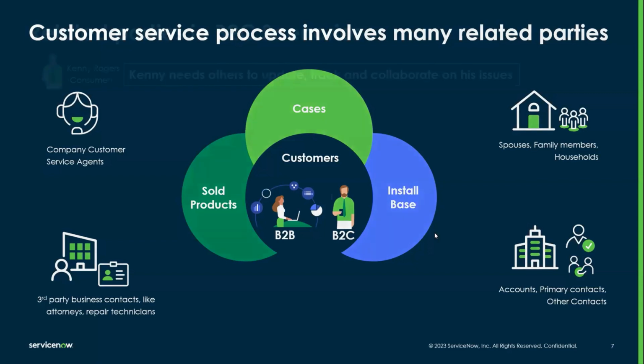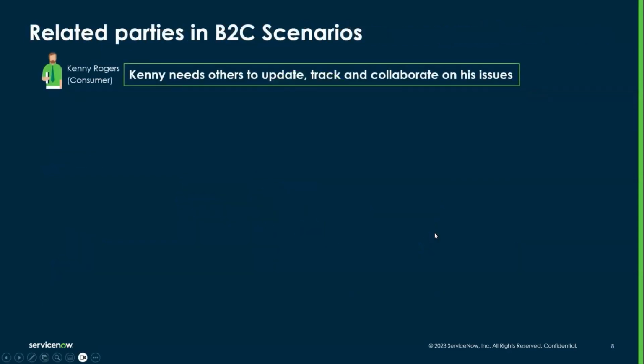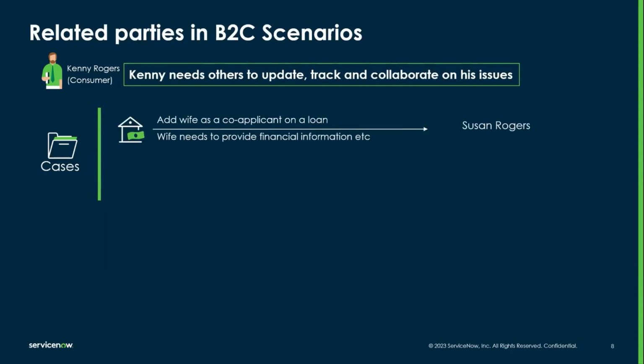Now, let's actually go through some specific examples to make this more tangible, right? So Kenny here is a consumer, and there are scenarios where he needs others, like these related parties, to update and track and collaborate on his issues. So let's think of one scenario on what is a case situation. Now, he is applying for a loan. He needs to add his wife, Susan, as a co-applicant.